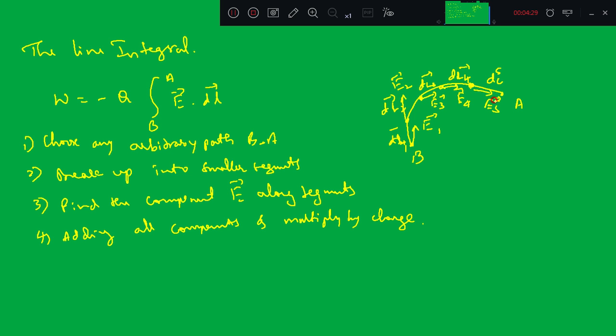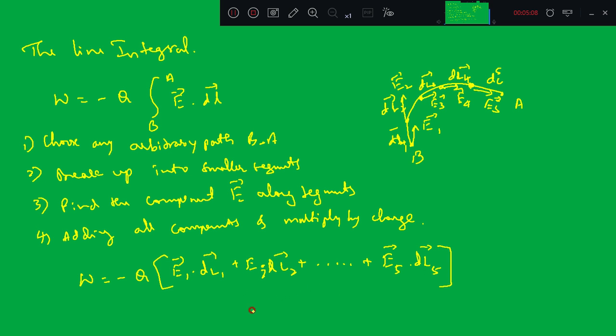So what is the total work done we need to calculate? It is nothing but W is equal to minus Q, charge remains the same, then we need to add all the components, that is E1 dot dl1 plus E2 dot dl2 plus, and so on till E5 dot dl5. So this is the line integral.